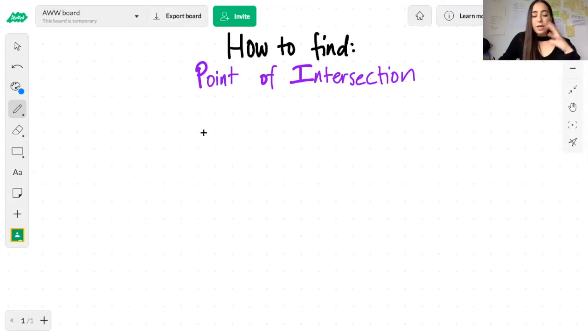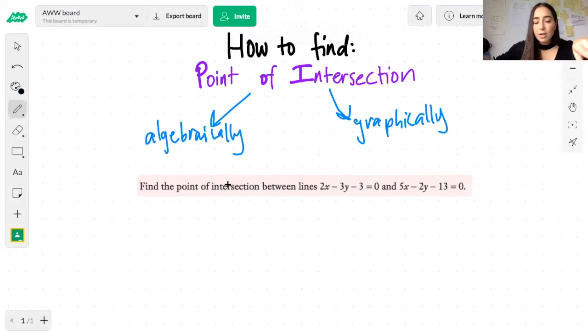Hey guys, in this video, I'm going to show you how to find the point of intersection. Generally speaking, there are two ways to find the point of intersection. You can find it algebraically or you can find it graphically. But essentially, finding the point of intersection requires you to solve two equations simultaneously. Okay, let's have a look at this question over here.